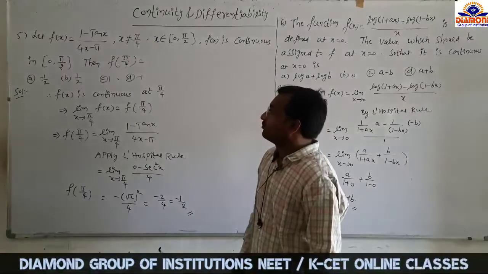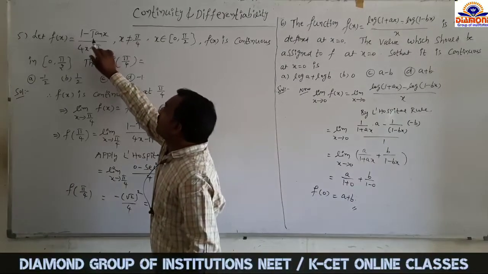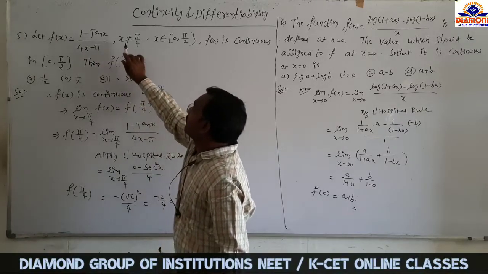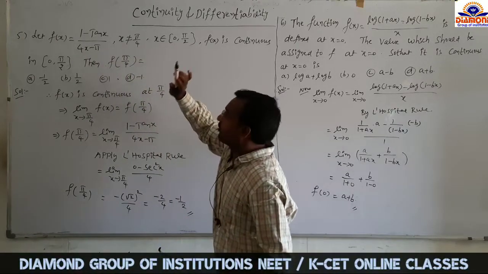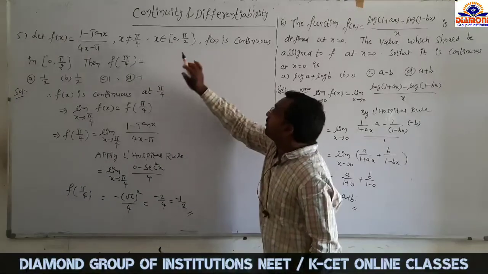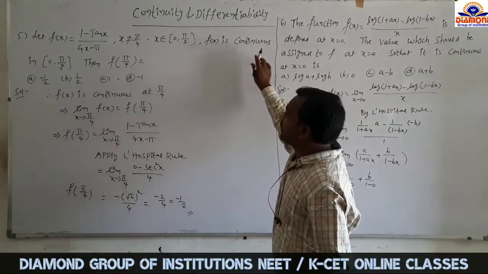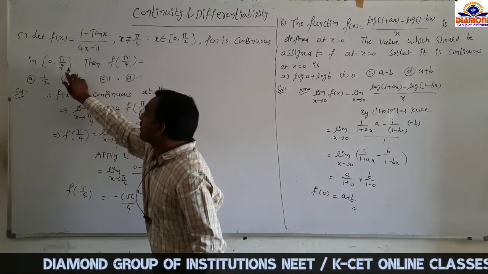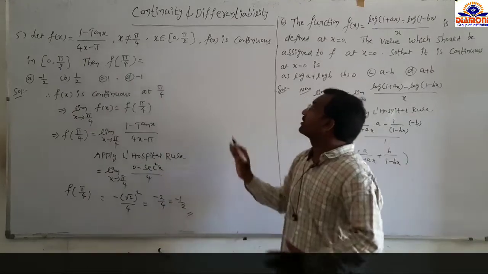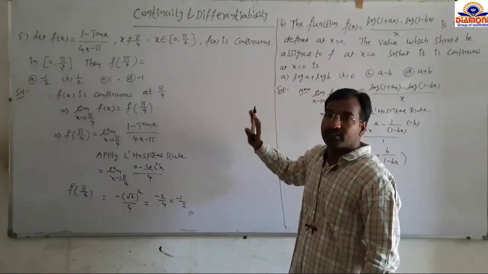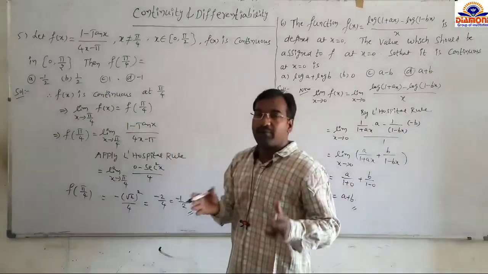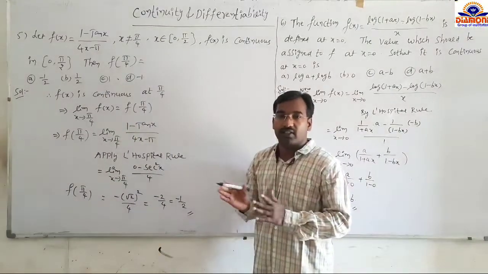So next problem. Let f of x equal to (1 minus tan x) by (4x minus pi), if x is not equal to pi by 4, x belongs to the closed interval 0, pi by 2. If f of x is continuous in the closed interval 0, pi by 2, then f of pi by 4 equals what? Here what is the given condition? The given function f of x is continuous in the interval 0, pi by 2. So that's why at pi by 4 also the given function is continuous.